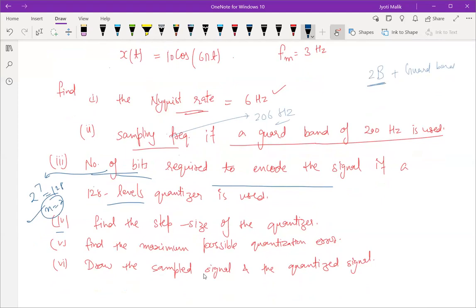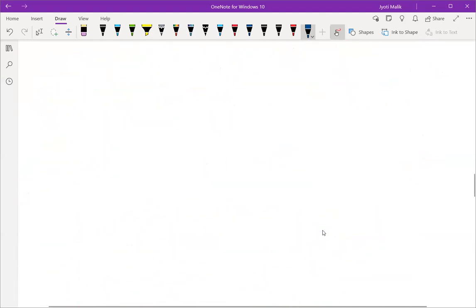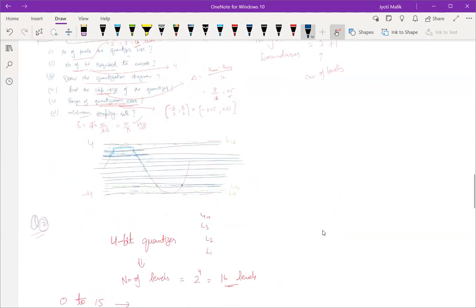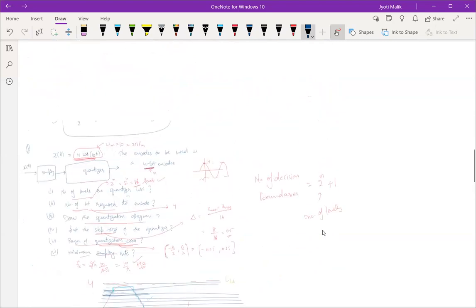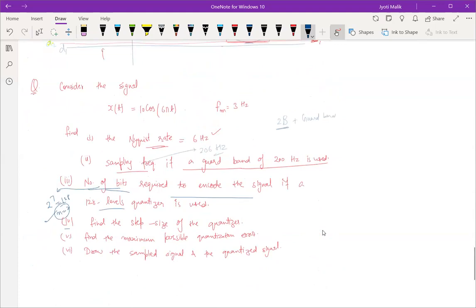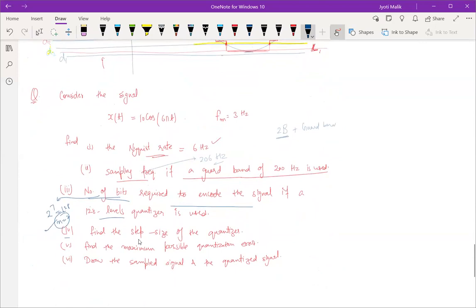Is the step size 8, 7 plus 1, or am I wrong? No, step size was not that. Step size was the range divided by the number of levels. What is the amplitude? The amplitude is 10. So 10 minus negative 10, divided by 7.